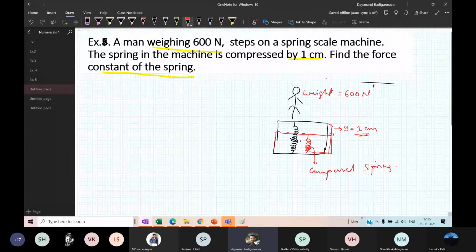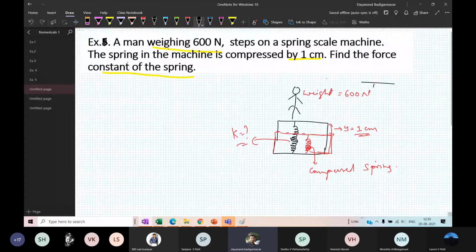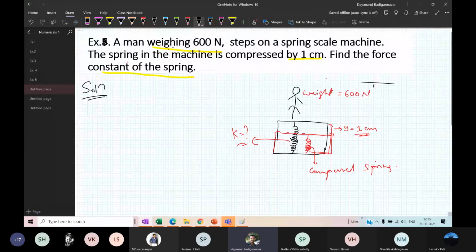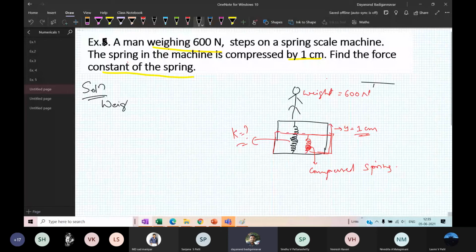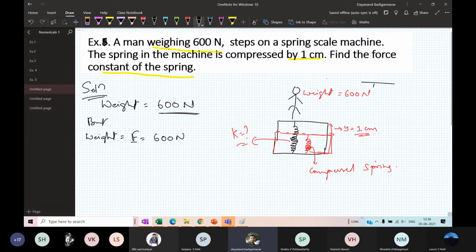So what is the solution? It's very simple. Use the spring constant idea. First you write the information that is given to you. A man weighing. Weighing means weight is given. What is the weight? Weight is 600 Newton. In physics terms, weight means it is nothing but force, that is equal to 600 Newton.